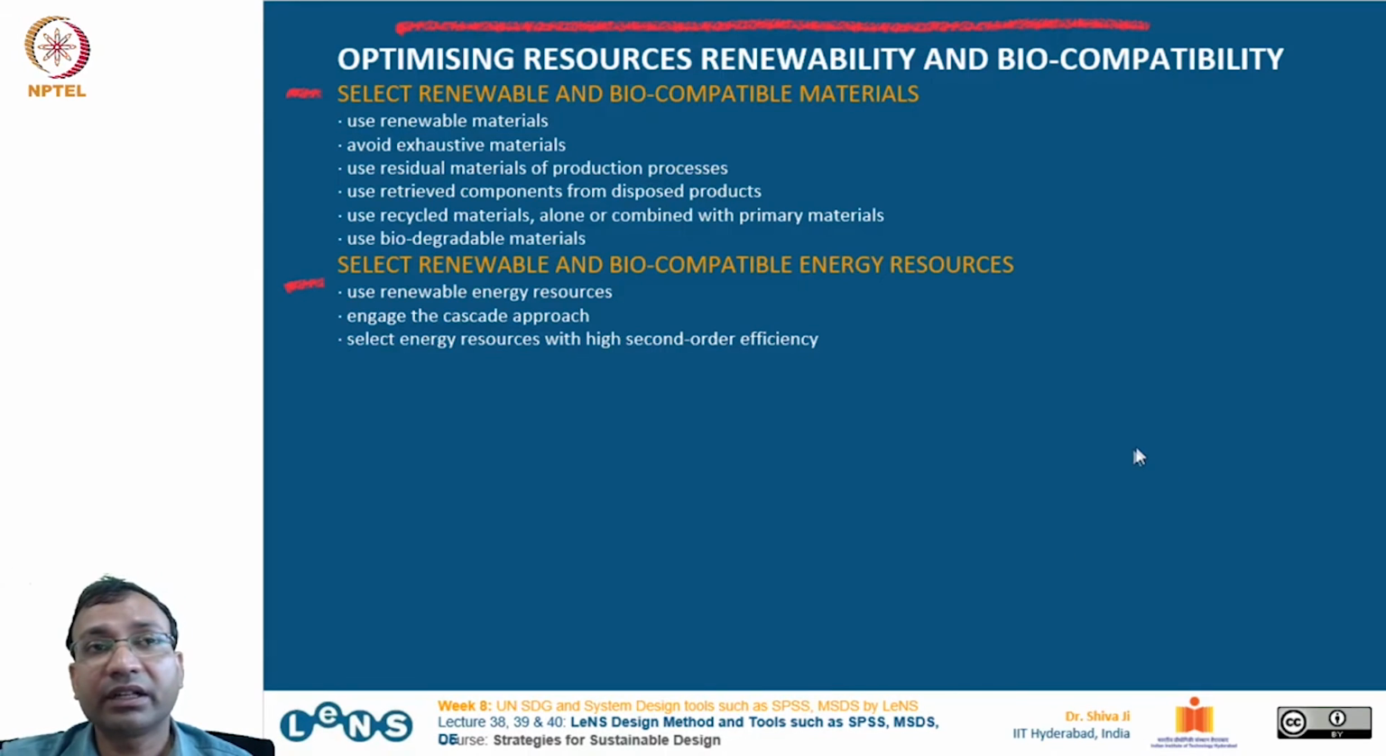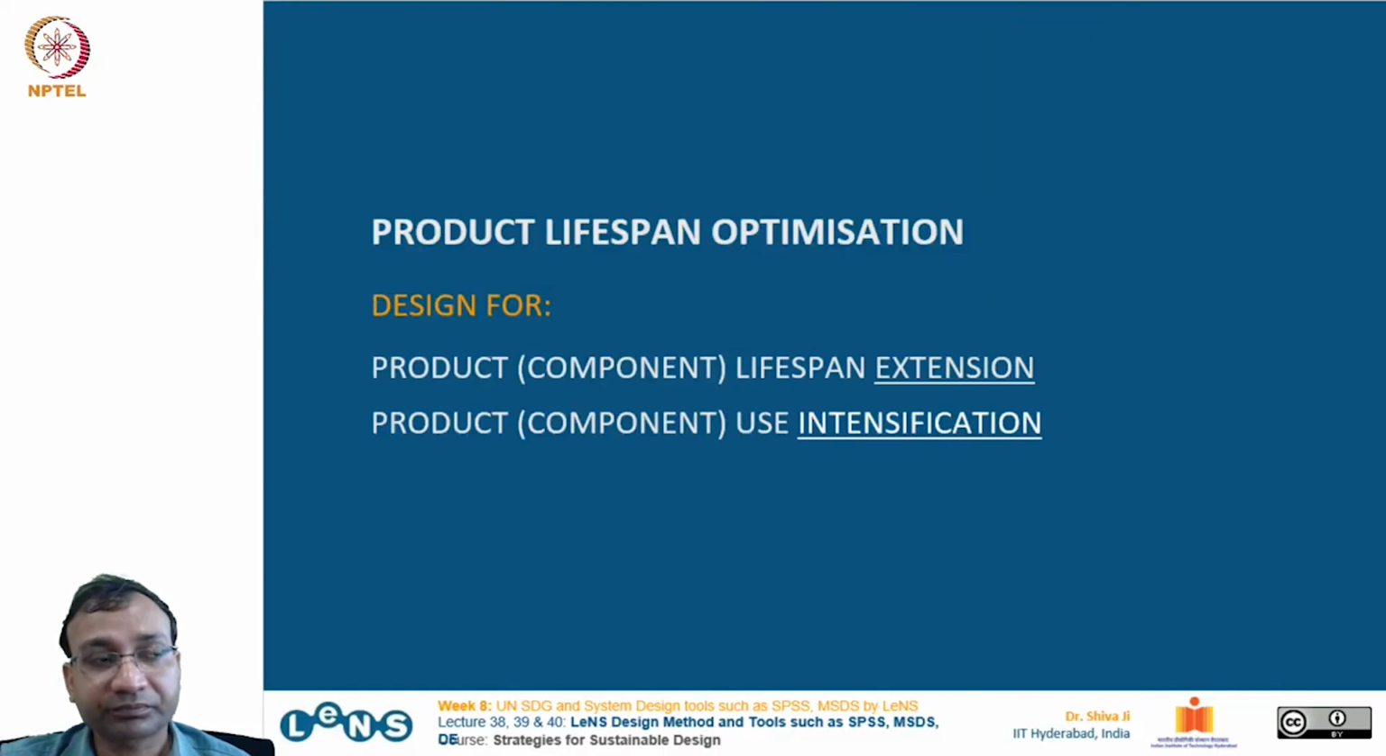So under this renewability and biocompatibility discussion, we have two major strategies to talk about: select renewable and biocompatible materials, and select renewable and biocompatible energy sources. In the first one, use renewable materials, avoid exhaustive materials, use residual materials of production processes, use retrieved components from disposed products, use recycled materials alone or combined with primary materials, use biodegradable materials. Finally, in the energy strategy, we have use renewable energy resources, engage the cascade approach, and select energy resources with high second order efficiency.